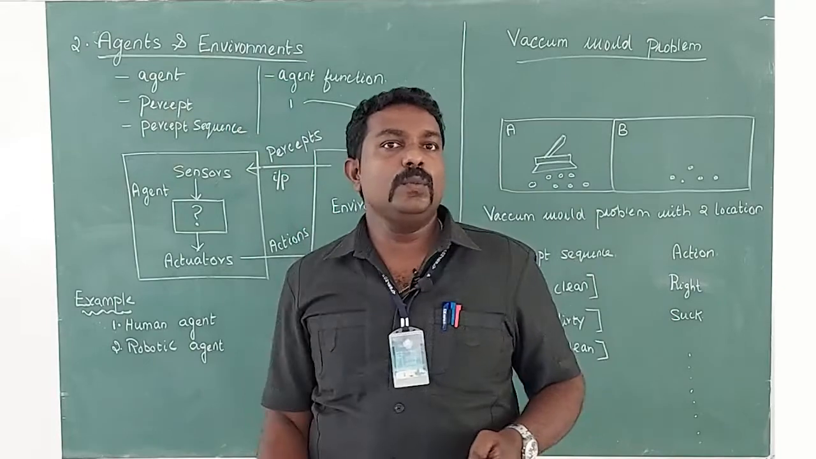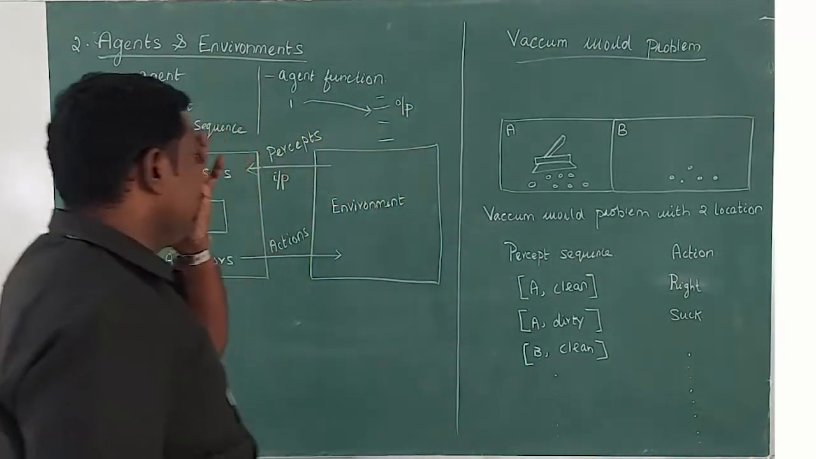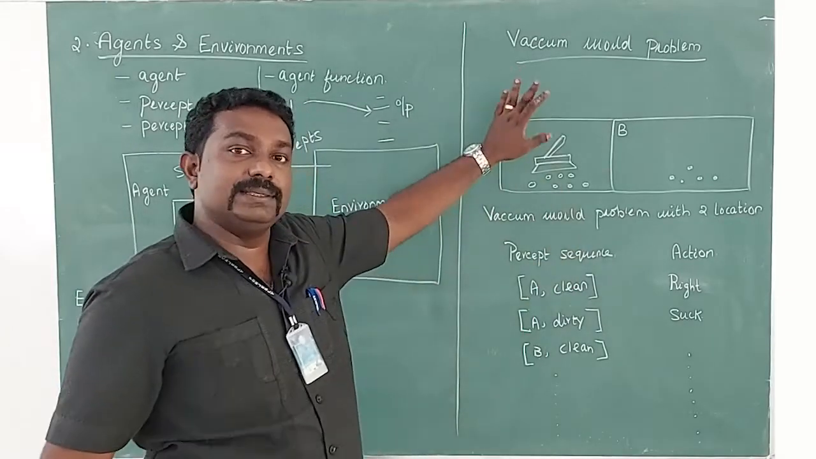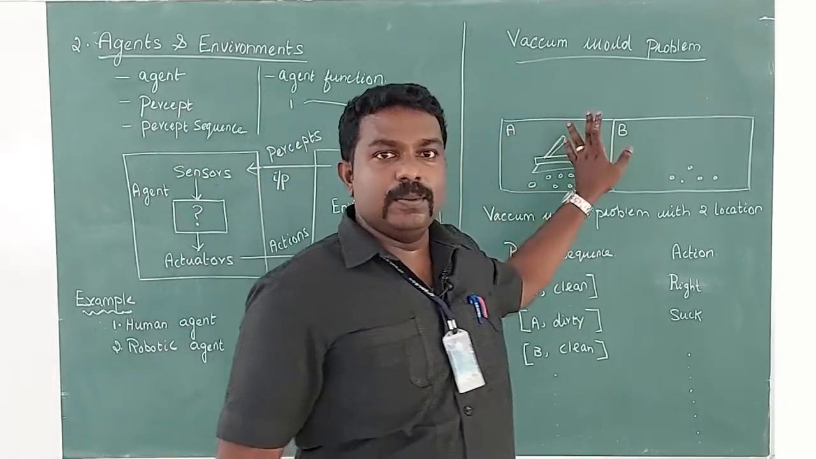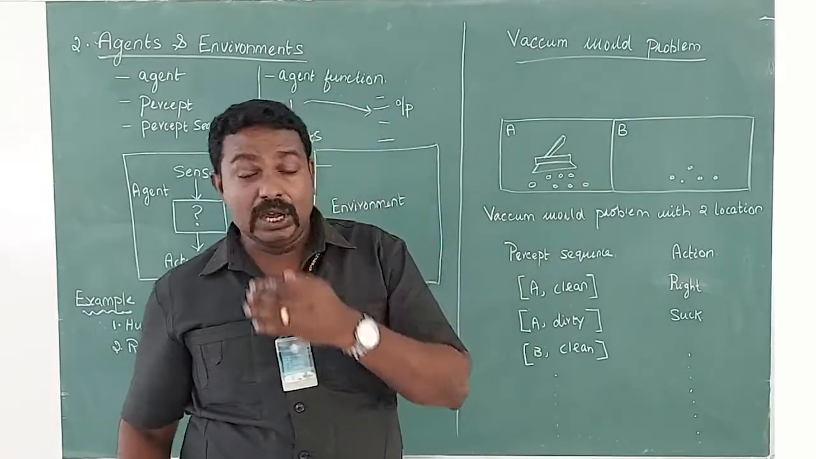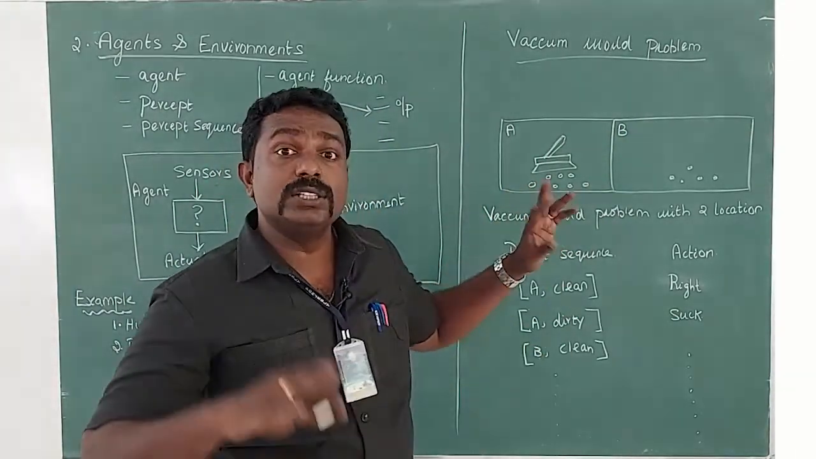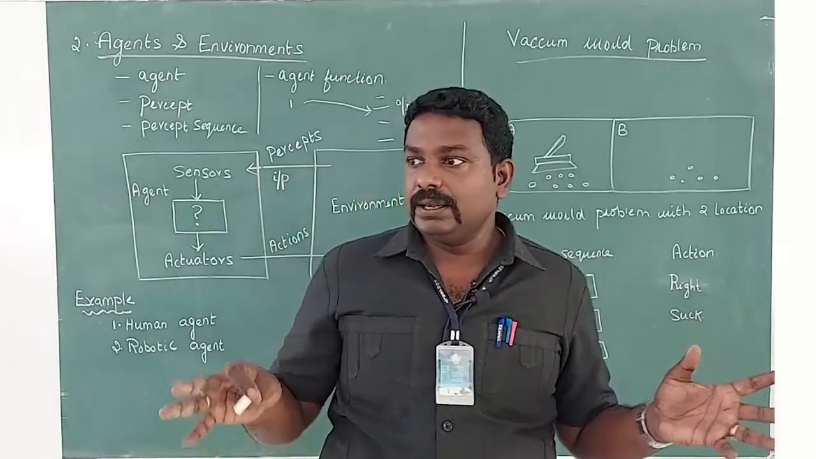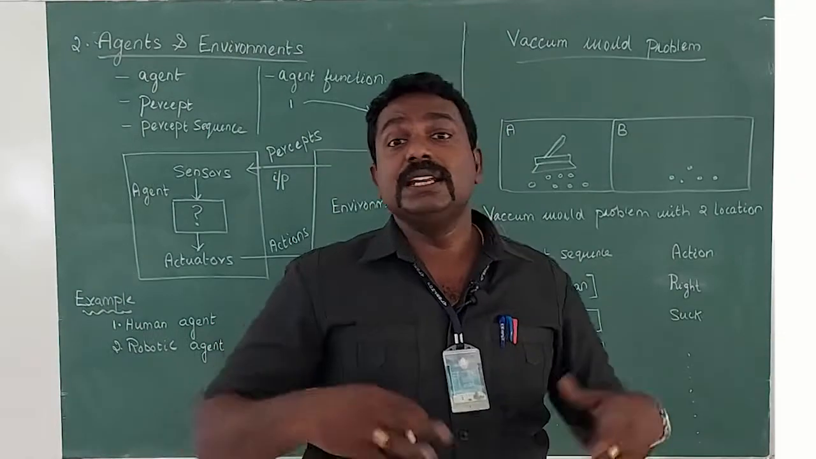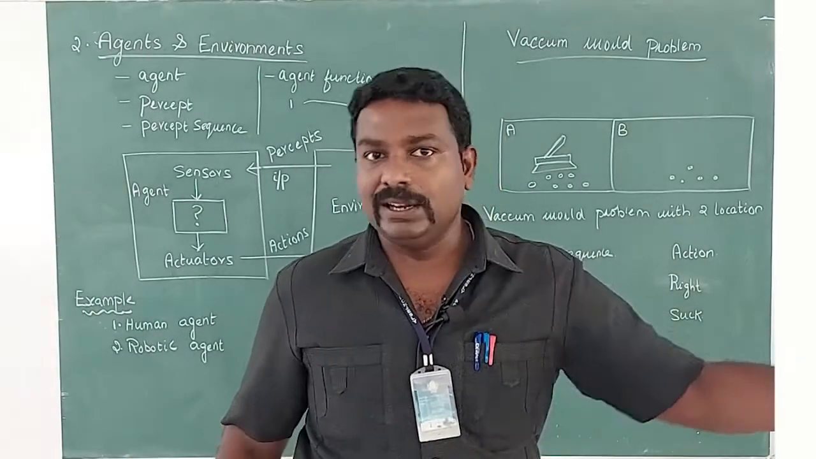Now we will move on to an example, the vacuum world problem. This is a toy world problem. Why do you call it a toy world? Because whatever we have here is a toy world. But if you have an automated vacuum cleaner, one that senses the environment automatically and cleans the room automatically, then it will be a real world problem.